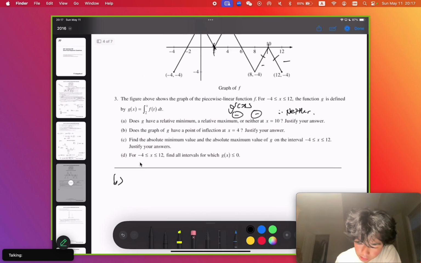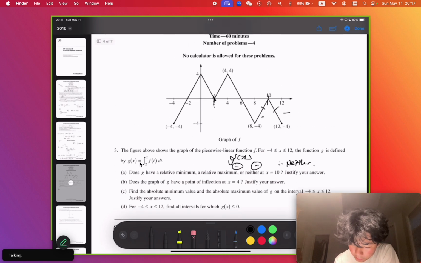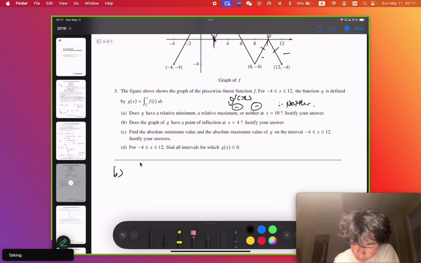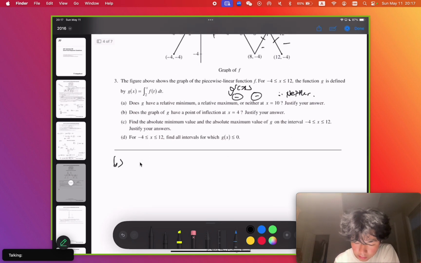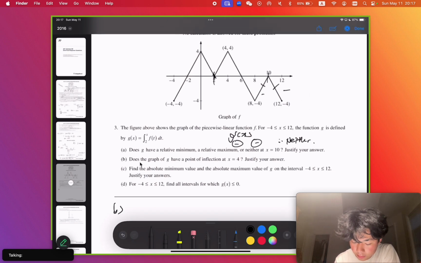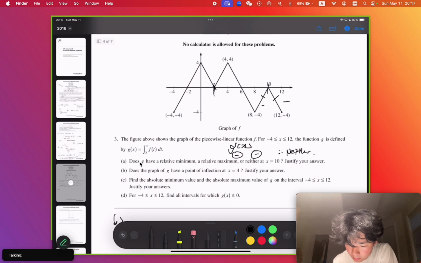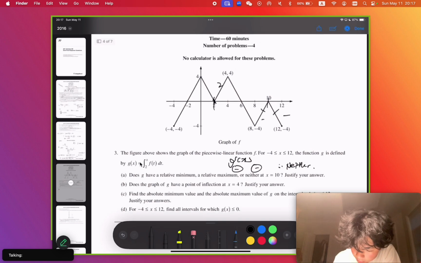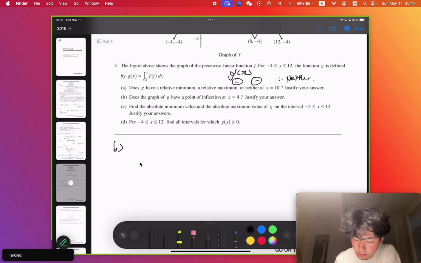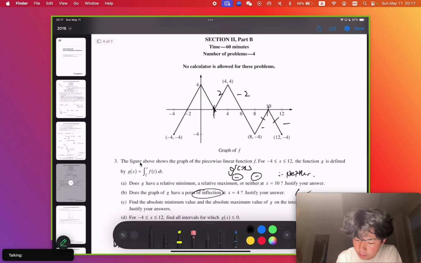Okay, does the graph of g have a point of inflection at x equals 4? Point of inflection means the concavity changes. So take the second derivative of this thing, you'll get like 2. The second derivative is positive. Oh, and then the second derivative from this place is negative. So yeah, it does have a point of inflection, because g double prime of x changes from positive 2 to negative 2.